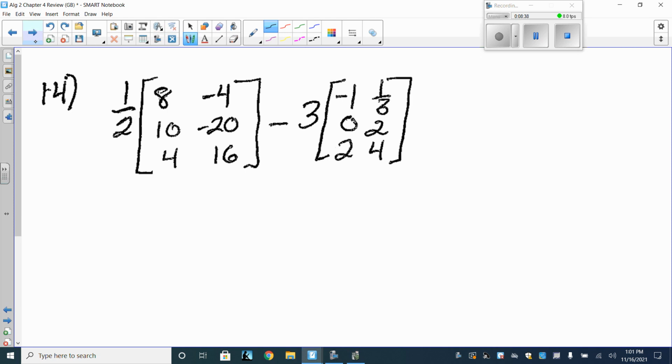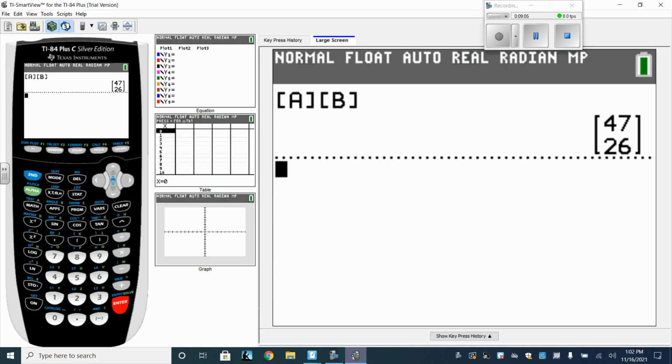Second quit, or second mode. We'll quit out of any program that you're in. So this here, we could type straight into the calculator, because if we did it by hand, we would multiply the first matrix by 1/2, and multiply this one by -3, and then add the corresponding elements together. Now, as it seems y'all would prefer to do it in the calculator.